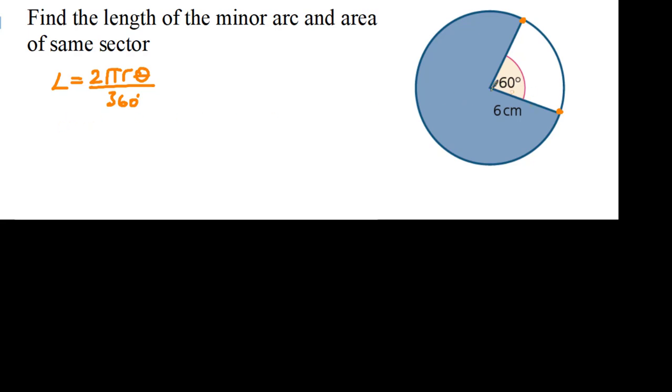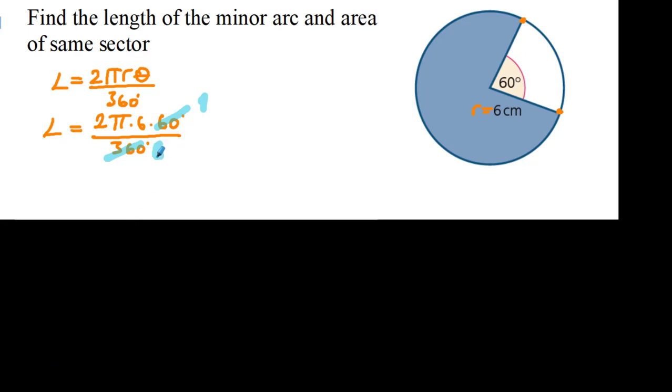Then in the formula, everything is given. The length of the arc is equal to 2 times pi. We are going to keep pi as it is, and the r is given in the question. It is 6, times theta, which is 60 over 360. So I can simplify the 360 and 60 by dividing by 60. When you divide by 60, this is going to be 1 and this is going to be 6.